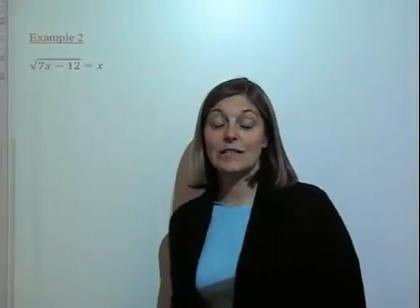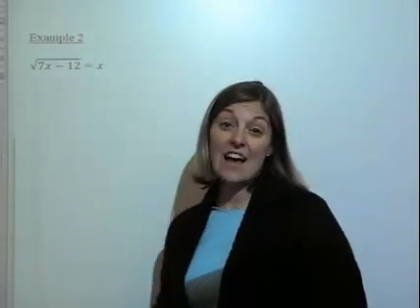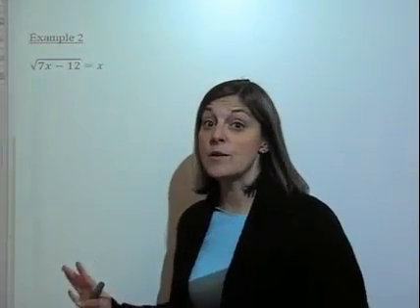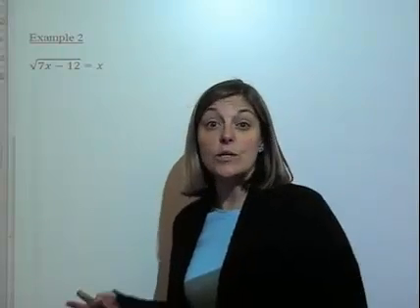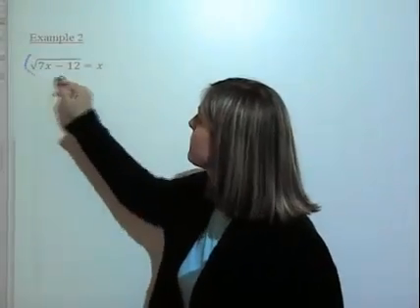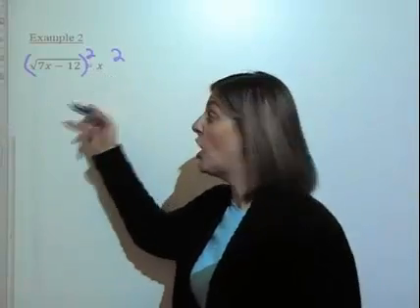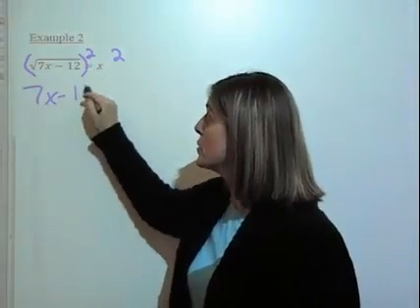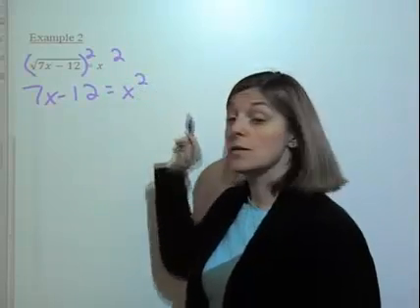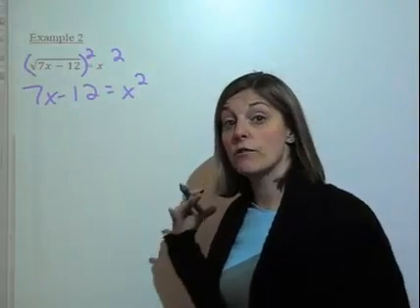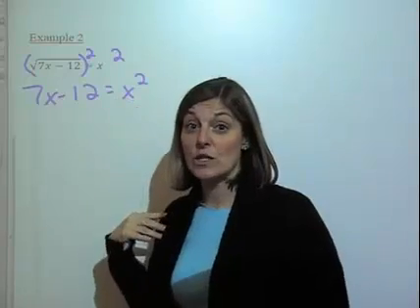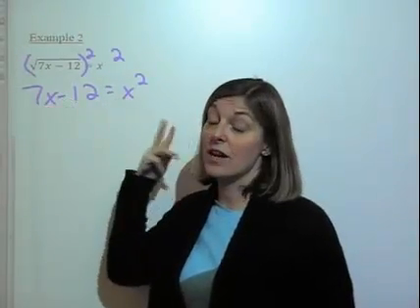All right, so let's take a look at example number 2. We already have our radical by itself, so we don't need to move anything over. So now we're just going to square both sides. And when we do that, the radical is gone, so we're just left with 7x minus 12 equals x squared. And then we want to move everything over to one side. I prefer to keep my x squared positive, so I'm going to move my 7x and my 12.